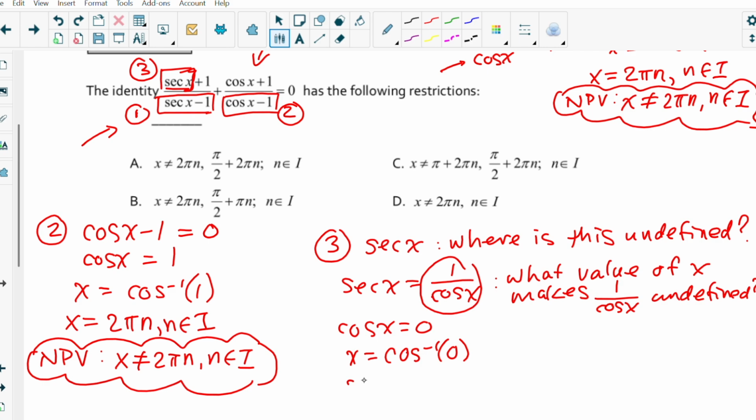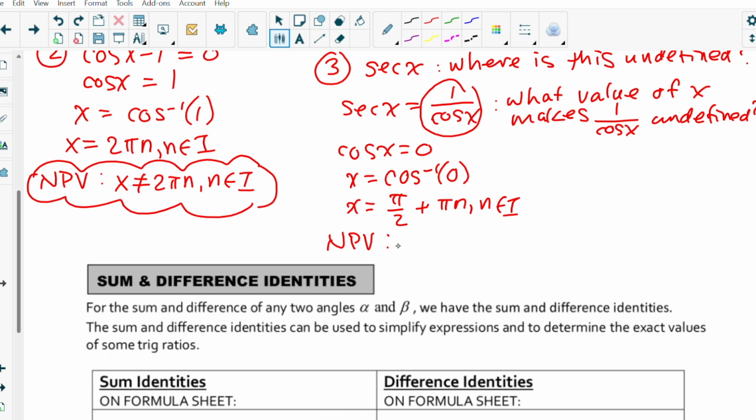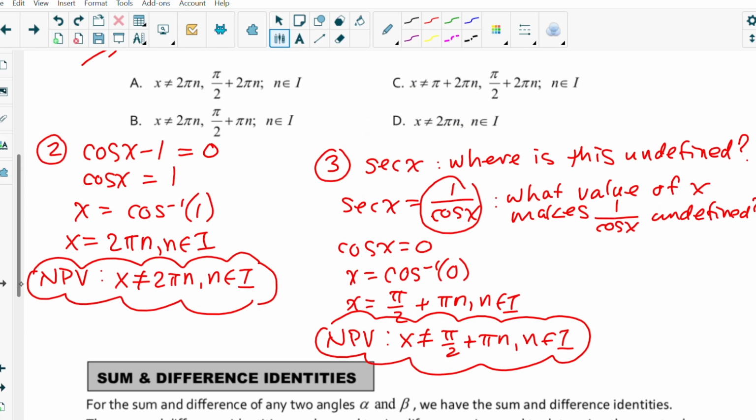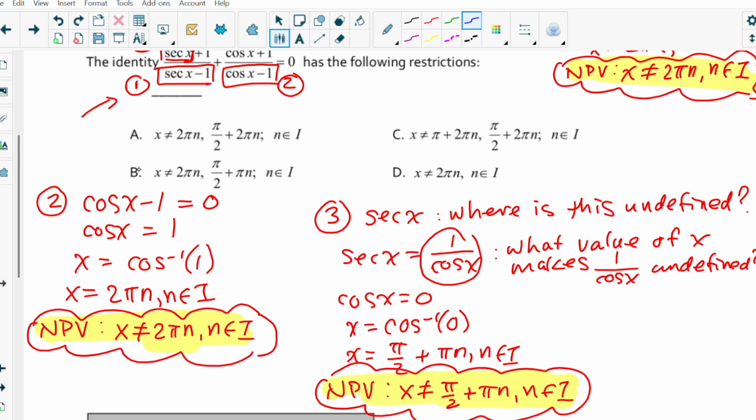Well, we know that cosine of pi over 2 is 0. Okay, and then we go another 180 degrees or another pi radians. Its cosine is still going to be 0. So the general solution is x equals pi over 2 plus pi n, where n is an element of all integers. So when I state my non-permissible value for this, NPV, that is x does not equal pi over 2 plus pi n, where n is an element of integers. So let me put a bubble around that. So I have this set, which is the same as this set, and I have this set. So which of the choices matches? Right here, B.